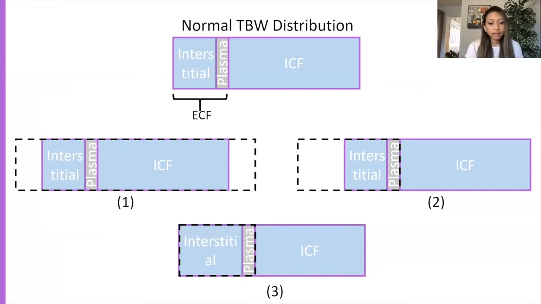Next. So this is the normal total body water distribution up here. So like I said, the extracellular fluid is the interstitial and the plasma, and the intracellular fluid is in the cells. So that's about 2/3 of the total body water, and the ECF is about 1/3.